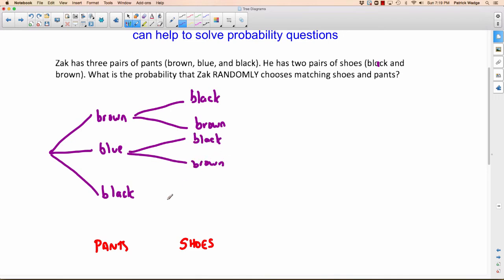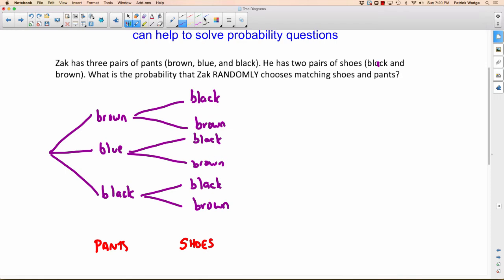And I hope you already figured out what you'll do here. If he'd gotten black pants out of the drawer and then he went to the closet, what type of shoes could he have gotten out? Same thing again, black and brown. So for all three cases, you're going to write black and brown. And this is the end of your tree. You're finished. Now, what does this tell us?